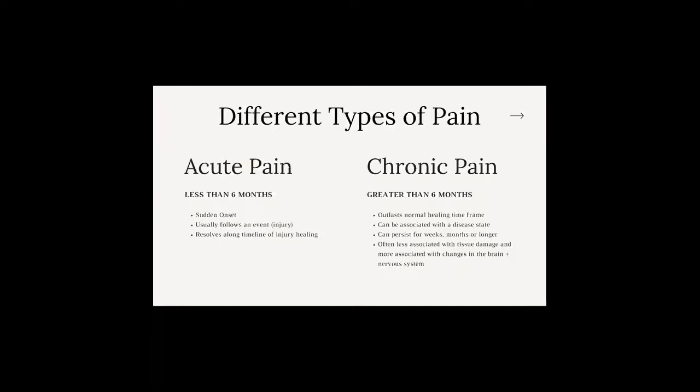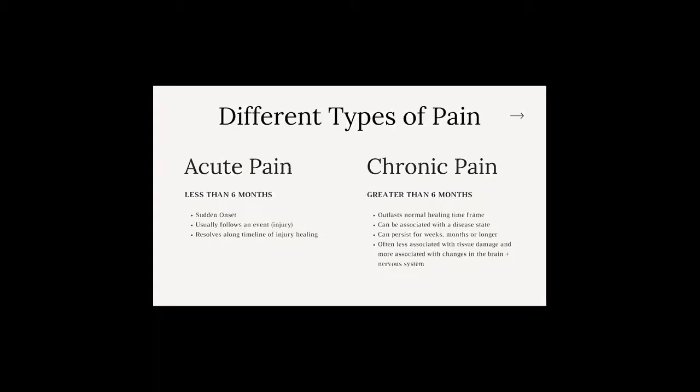Chronic pain, however, is typically pain that outlasts the normal healing time frame. So regardless of the pain you're experiencing, tissues usually heal at around the same rate, barring any sort of health complications, disease states, things like that. But your chronic pain will be something that lasts past that point. It can persist for weeks, months, or longer. I mean, we all know someone who's had a bad back for the last 20 years. That would be considered chronic pain.